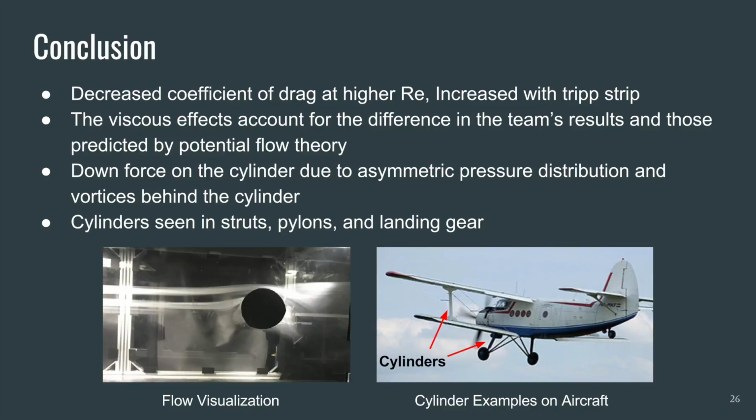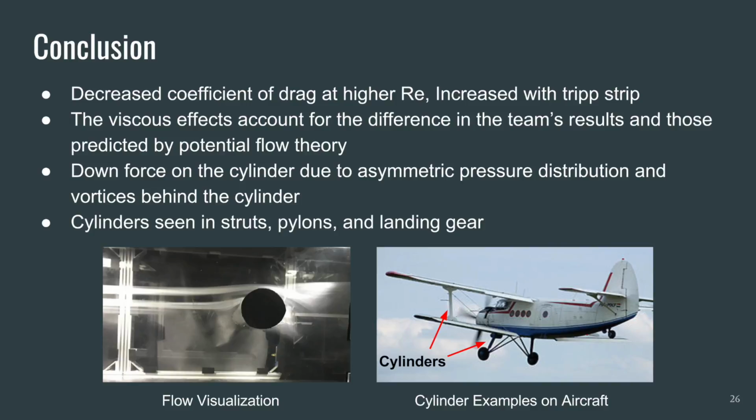In conclusion, the data showed that higher Reynolds number did have a lower coefficient of drag, but contrary to expectations, the trip strip increased the coefficient of drag. In addition to this, there was a significant difference between the measurements and what was predicted by potential flow theory, due to the strong influence of viscous effects causing vortices and separation. One example of this is the down force on the cylinder caused by asymmetric streamlines.